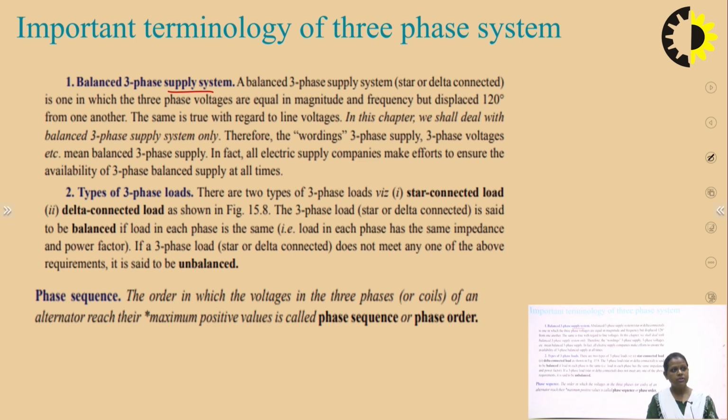...is one in which the three phase voltages are equal in magnitude and frequency but displaced 120 degrees from each other, and the same is true with regards to line voltage. In this chapter we will deal with balanced three phase supply system only. We are not going to discuss the unbalanced three phase supply. So therefore the wording three phase supply or three phase voltage etc.